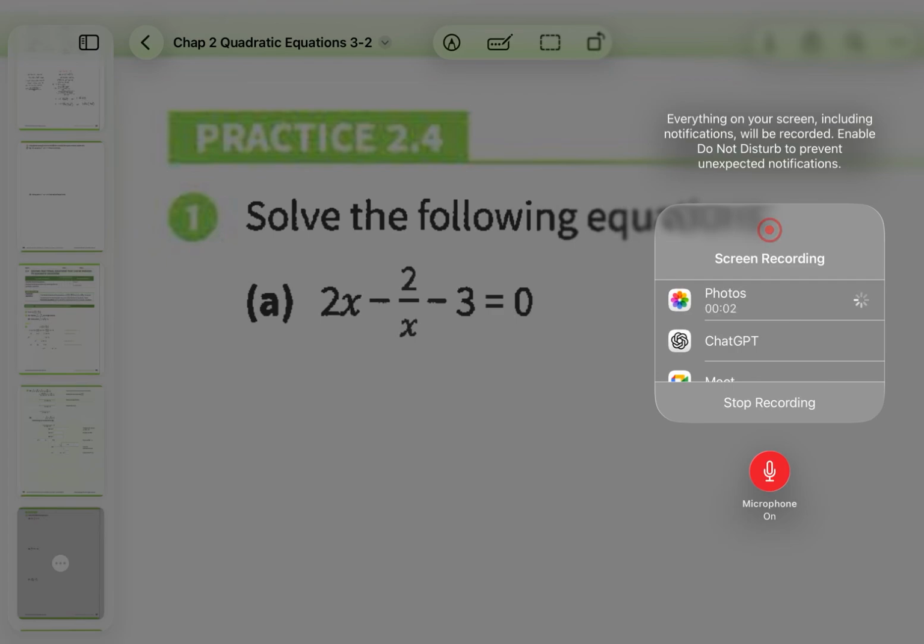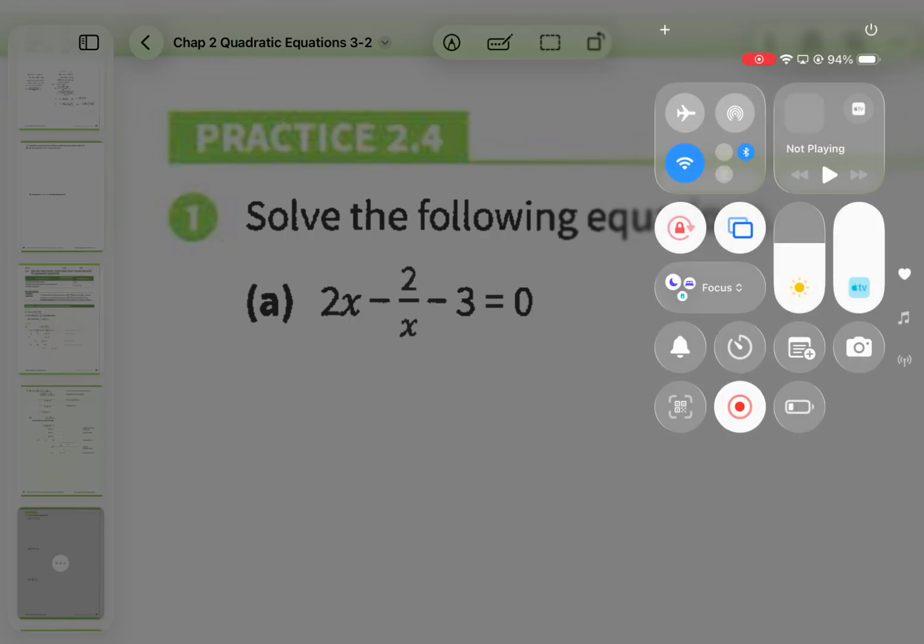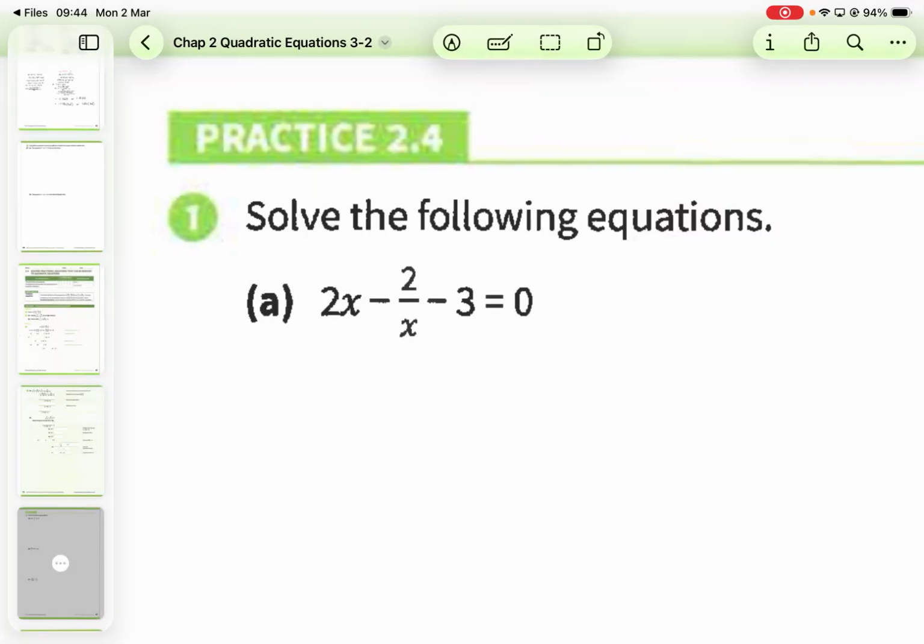For practice 2.4, are you all on the same page? Okay. For this equation, thank you.